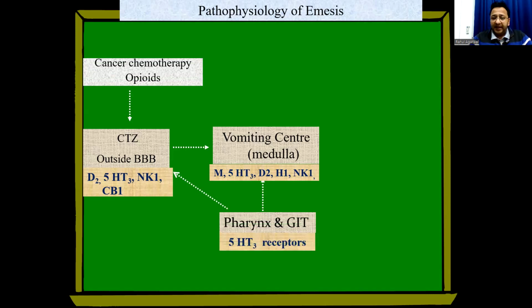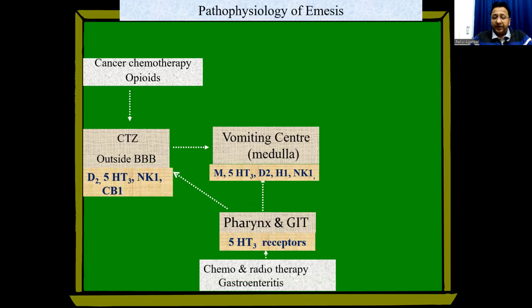One important thing, in the pharynx and the GIT, like in the GI system, there is only the 5-HT3 receptor. You have to take this clearly. Please remember the receptors present in the pharynx and the GIT: it's the 5-HT3 receptor. And this pharynx and GIT can directly stimulate the vomiting center, or it can stimulate the vomiting center through this CTZ. That means for emesis or for anti-emesis from the GIT or the pharynx, it is not required to cross the blood-brain barrier. Outside the blood-brain barrier also, it can stimulate the CTZ, and the vomiting center can be stimulated.